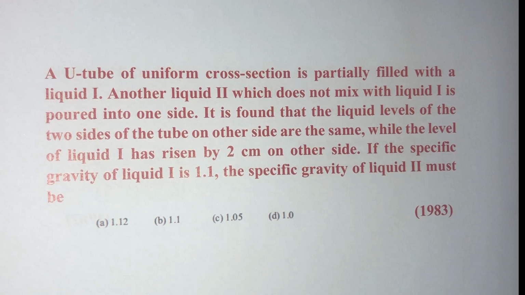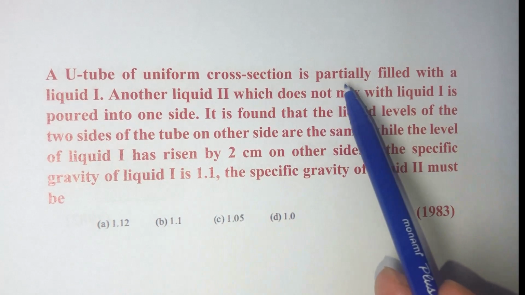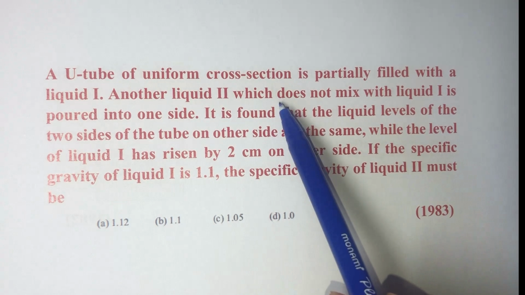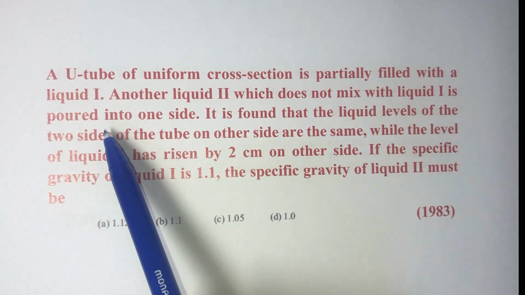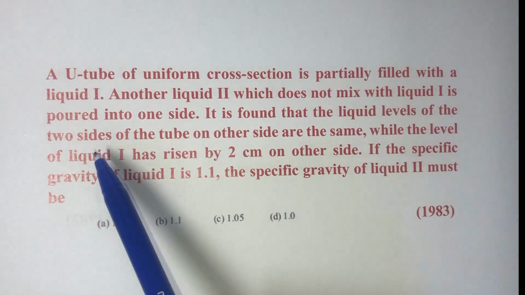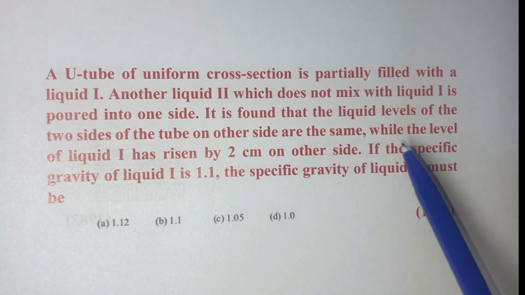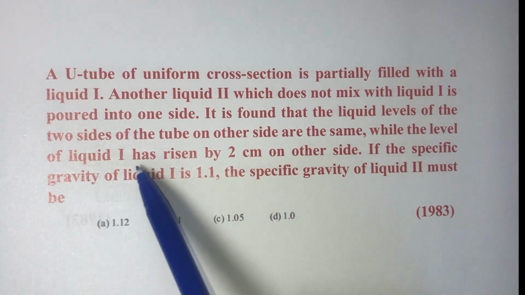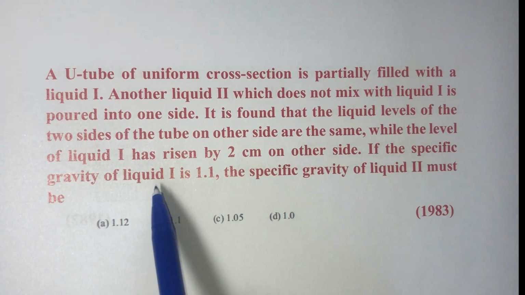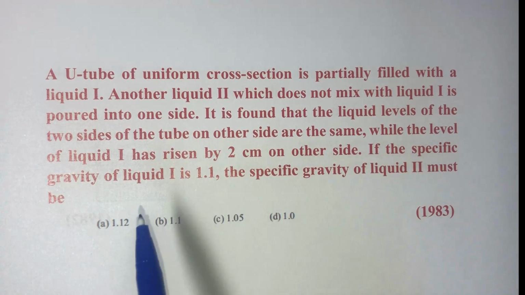Hello friends, in today's question, a U-tube of uniform cross-section is partially filled with liquid 1. Another liquid 2, which does not mix with liquid 1, is poured into one side. It is found that the liquid levels on the two sides of the tube are the same, while the level of liquid 1 has risen by 2 cm on the other side. If the specific gravity of liquid 1 is 1.1, the specific gravity of liquid 2 must be.